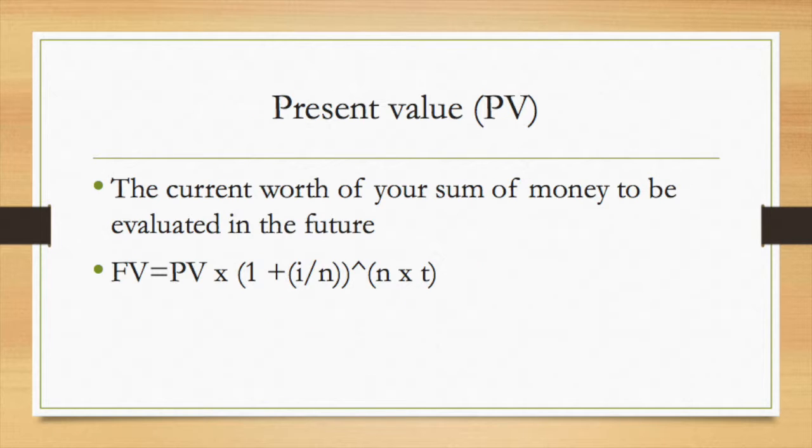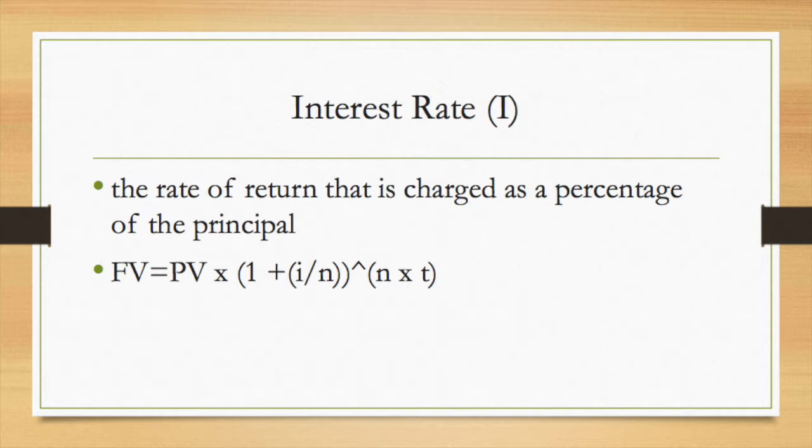Moving on, the PV of the equation represents present value, which is the current worth of your sum of money to be evaluated in the future. Then we have I representing the interest rate, which is the rate of return that is charged as a percentage of the principal.